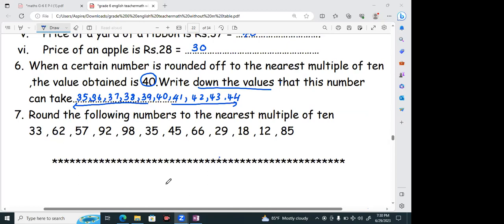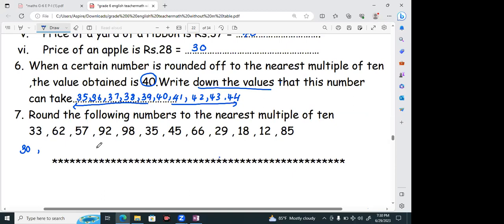Round the following numbers to the nearest multiple of 10. Yes? What is? 30. Yes, 33 is close to what? It is 30. 62 is close to 60. Yes, 60. 57 is close to 60.